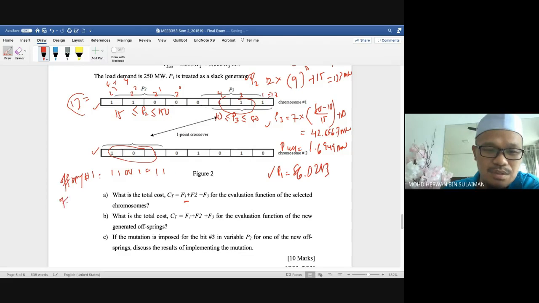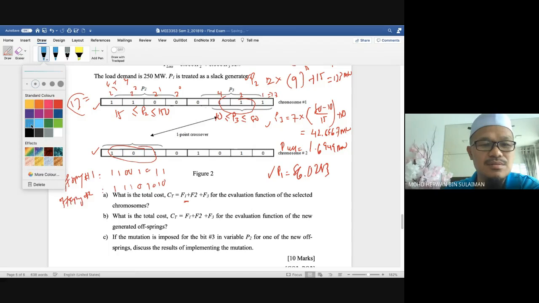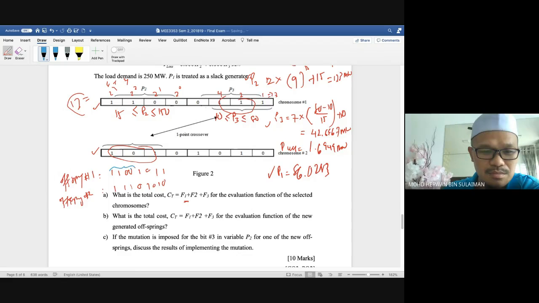And then offspring number 2, instead of 101, now it has changed already, it is 1110, and then 1010. Okay, next, you need to decode the value of this one, P2, and this one, P3.